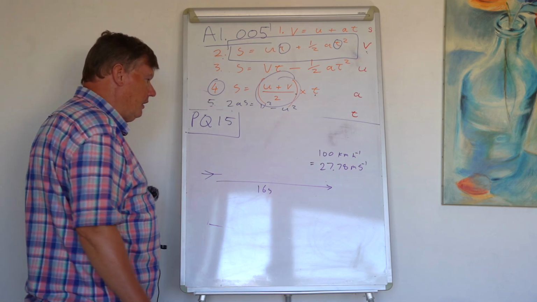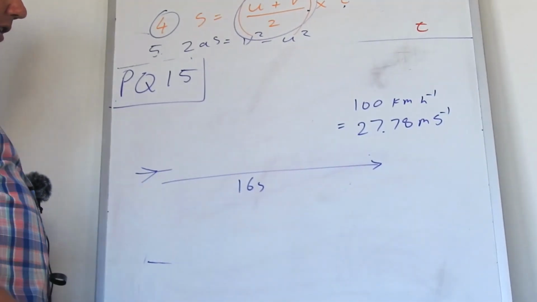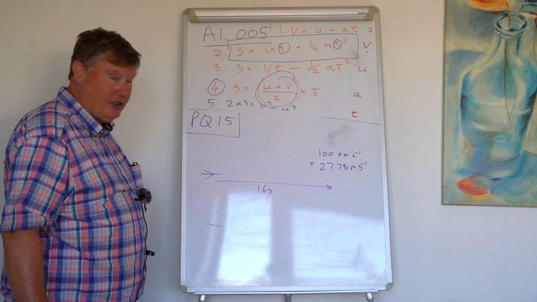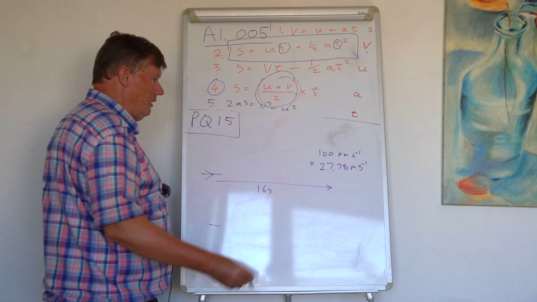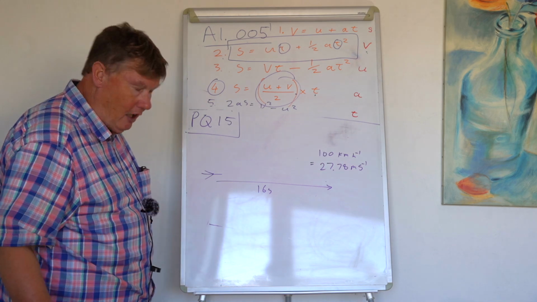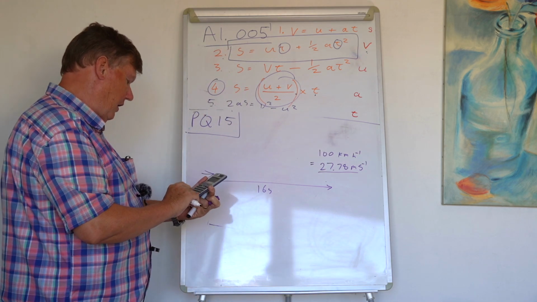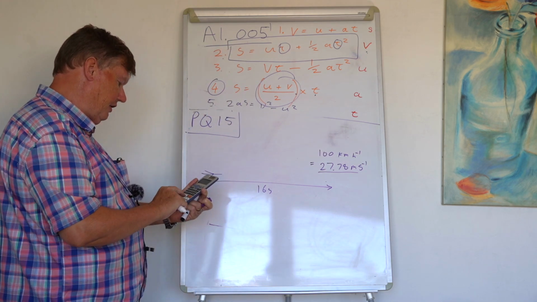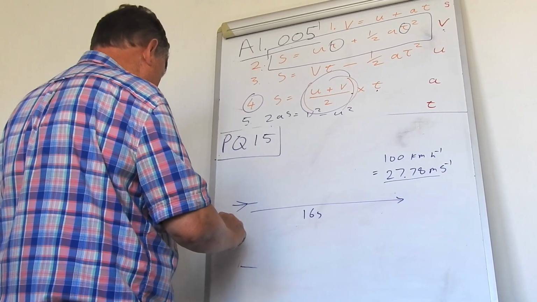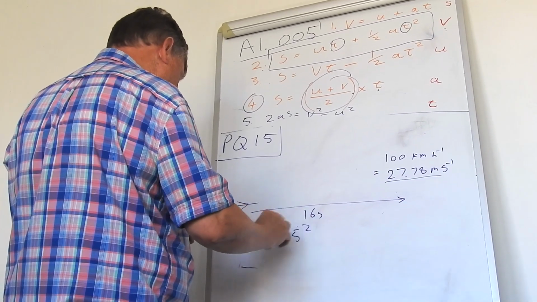Okay, welcome back. Practice question 15. An aircraft accelerates from standstill to 100 kilometers per hour in a time of 16 seconds. What is its acceleration in meters per second per second? Stage 1, to go from kilometers per hour to meters per second, you divide by 3.6. So it's doing 27.78 meters per second. And we go 27.78 meters per second divided by the 16 seconds it took to change. And so we are looking at an acceleration of, I'm going to keep it accurate, 1.736 meters per second squared.